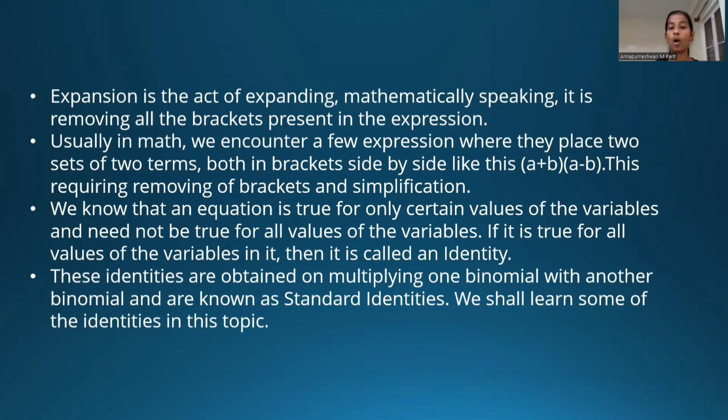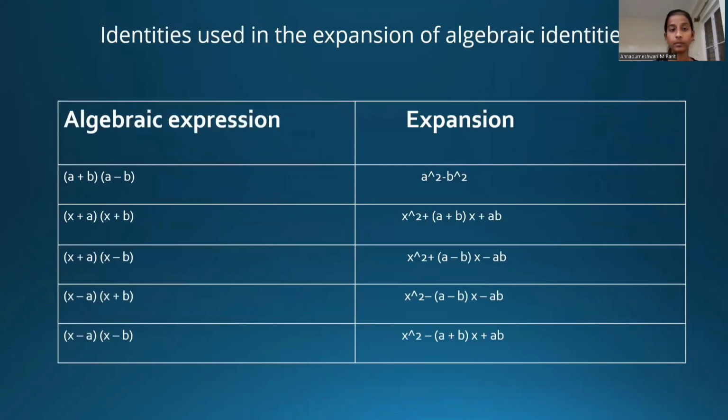We know that an equation is true for only certain values of a variable, and we need not have it true for all values of a variable. If it is true for all values of the variable in it, then it is called an identity. These identities are obtained on multiplying one binomial with another. They are also known as standard identities. We shall learn some of the identities in this topic. And these are the examples of some identities.